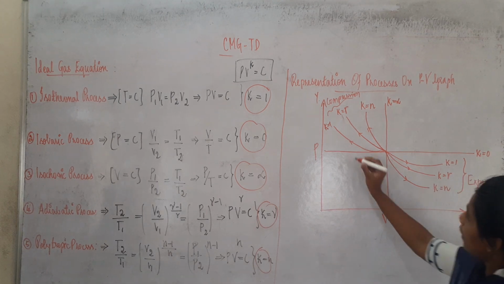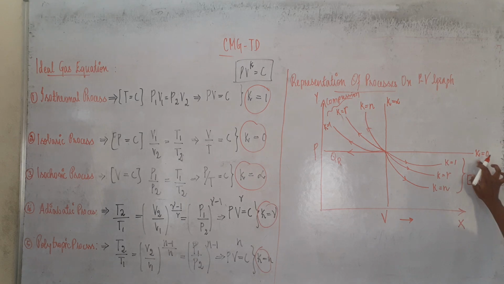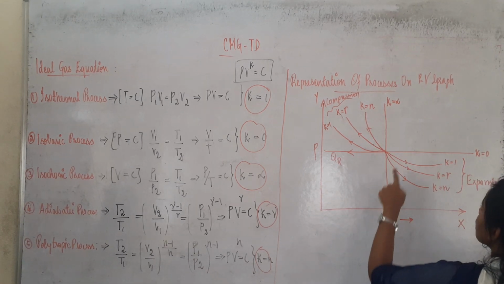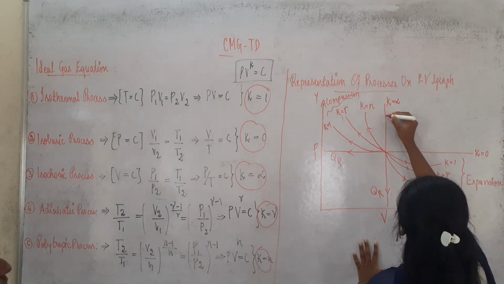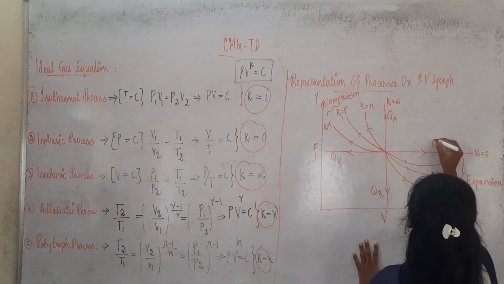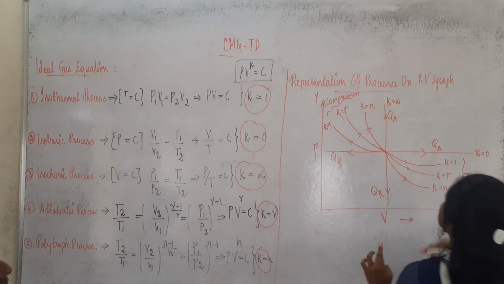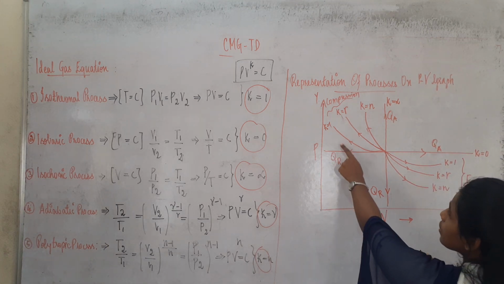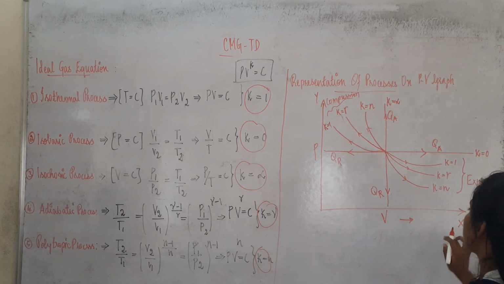So here it is heat rejection, that is the line of K is equal to 0, that line there is heat rejection, and in the line of K is equal to infinity, it is heat rejection downwards, and upwards it is heat supplied. Here too it is heat supplied. So this is the total graph of the representation of process, all the processes, that is isothermal, isobaric, isochoric, adiabatic and polytropic process in this PV graph.